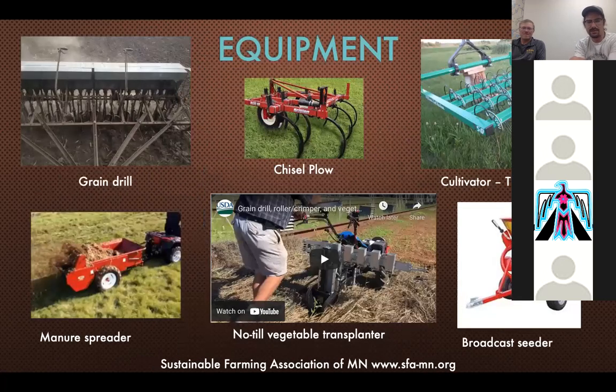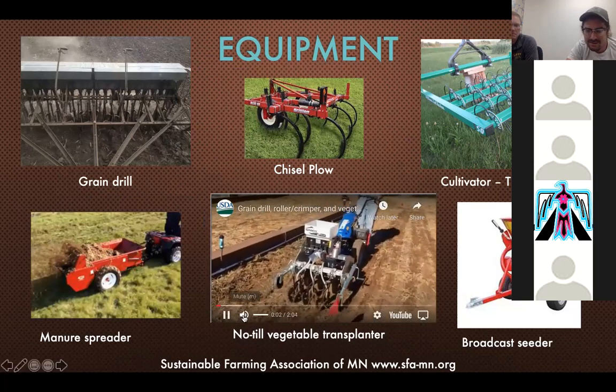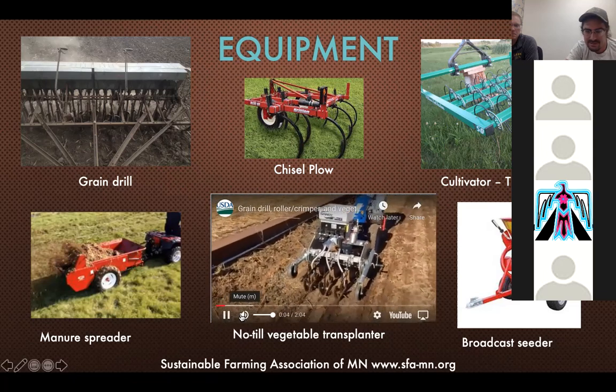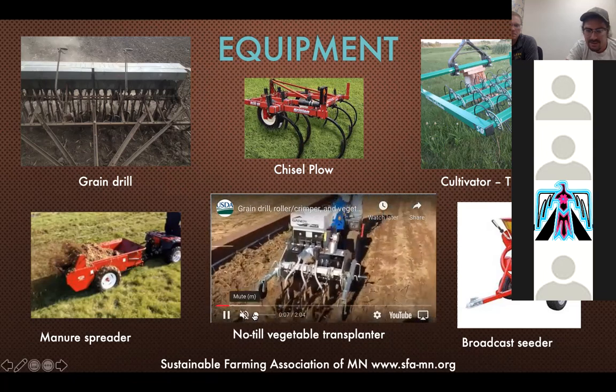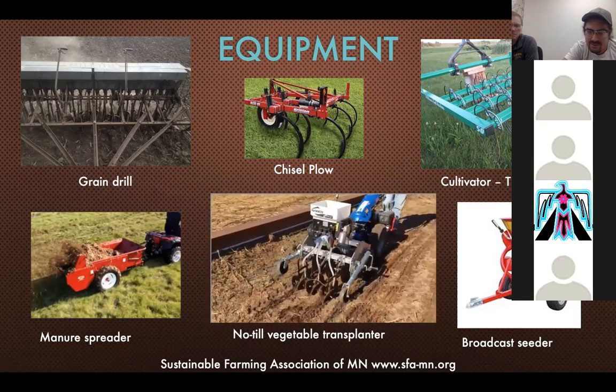Some small equipment. There's a thing called slow tools out there. You could find small equipment like this to help with no-till or on garden scale. So that's a good thing. It always helps to have the right kind of equipment. It just makes life easier. You don't want to always just use the scythe and the shovel. So here's, I don't know if everybody can see this, but that's a no-till vegetable transplanter.